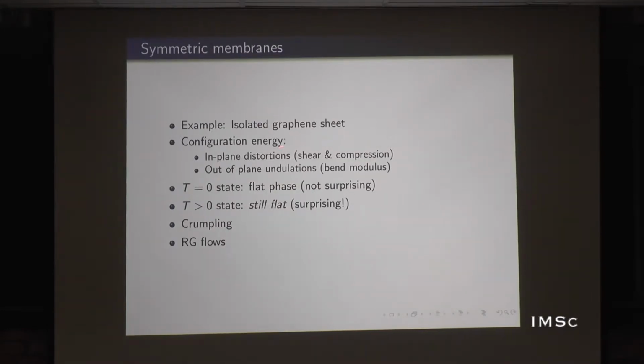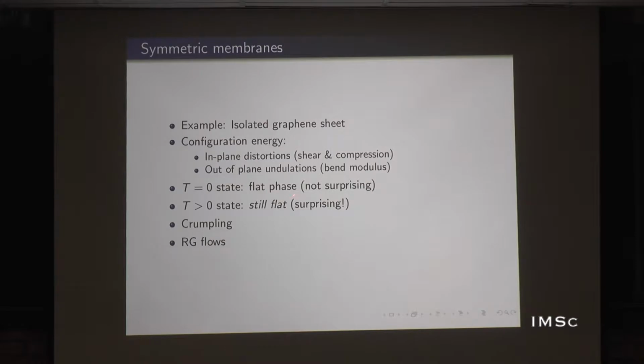So, for symmetric membranes, the configuration energy comes from the in-plane distortions, which are basically shear and compression. You can shear while keeping the area unchanged, you can also compress or dilate, and there is also out-of-plane undulation. So, the membrane can wiggle like this. All these modes cost energy.